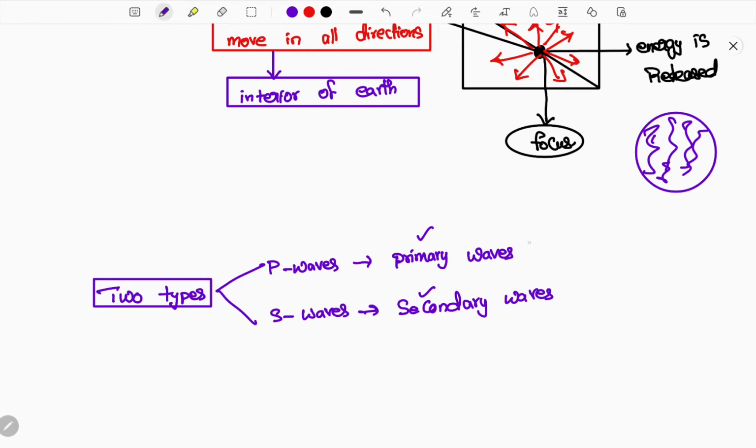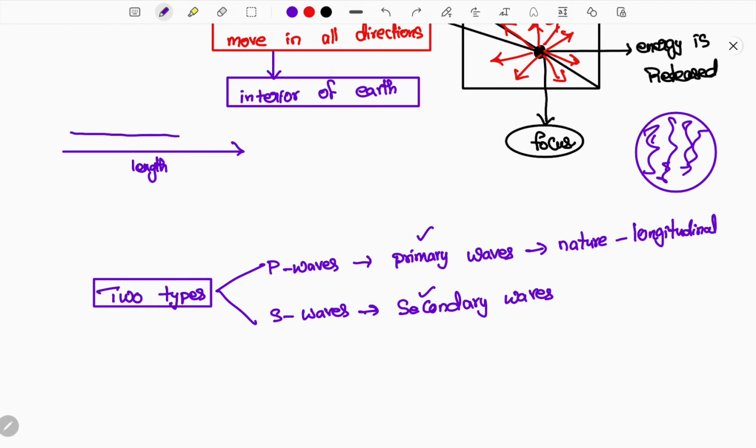And also we can see the characteristics of the P waves, which means the nature of the P wave. The nature of the P wave is longitudinal. What is longitudinal? Longitudinal means the wave travels along the line, along the length. So it travels in the same direction, and that is called the longitudinal nature. So what is the longitudinal nature? It is traveling in a straight line along the same direction.